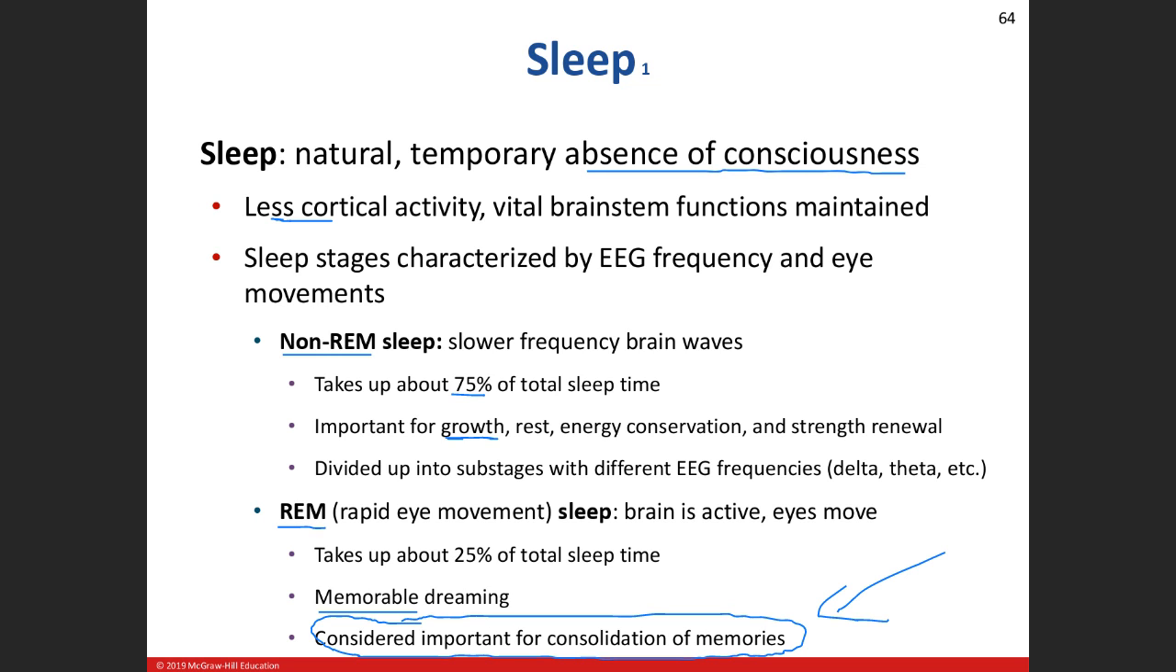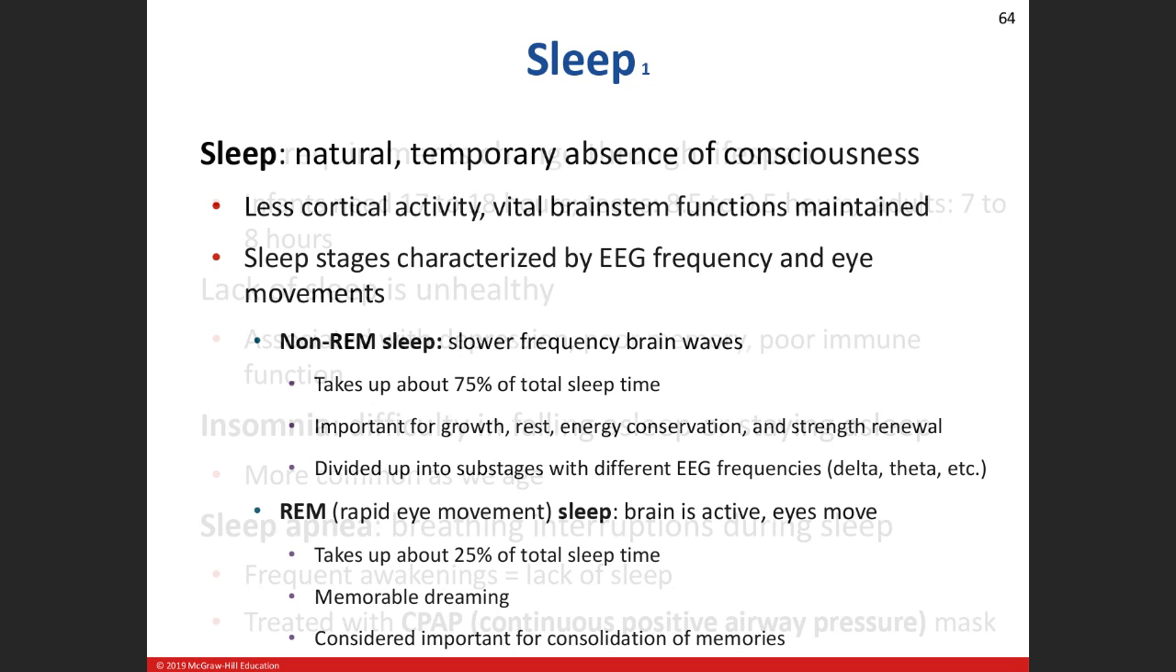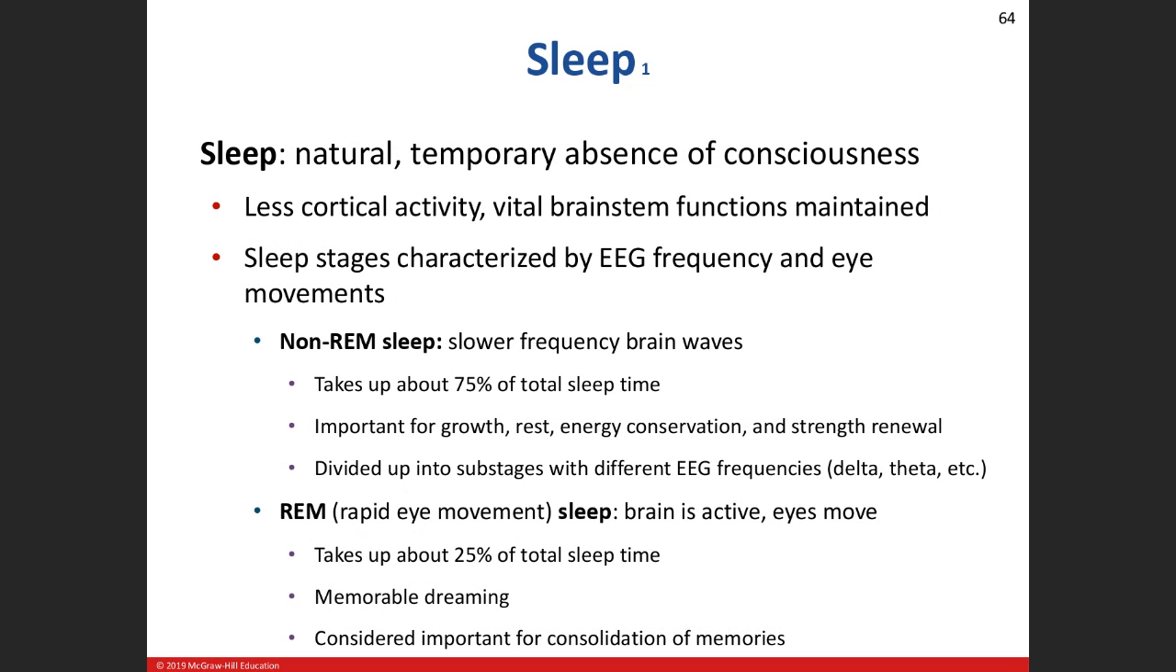So that's why it's important to get, as an adult, 7 to 8 hours of sleep a night. An Olympic athlete requires 8 hours of sleep, okay? Neither do I. I wish.